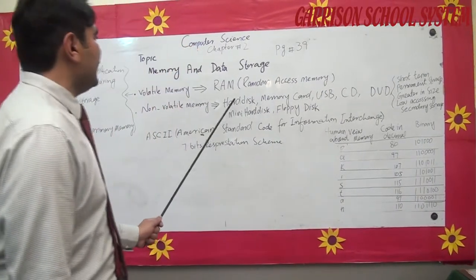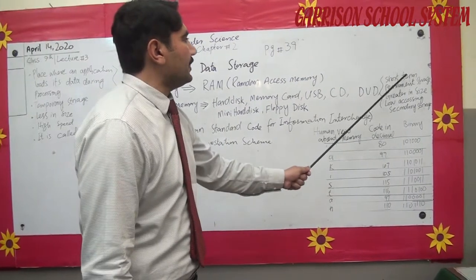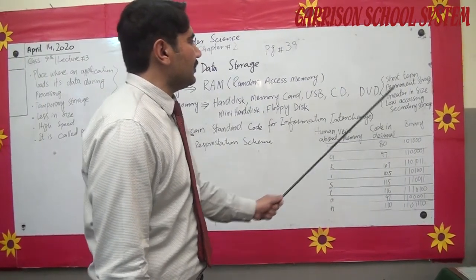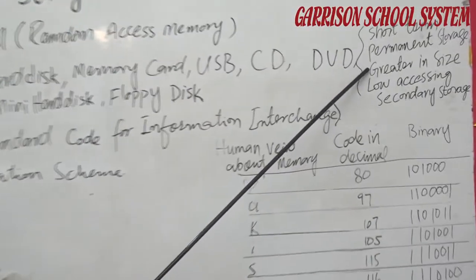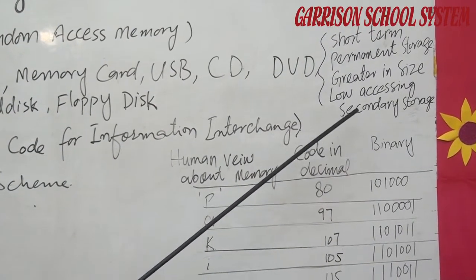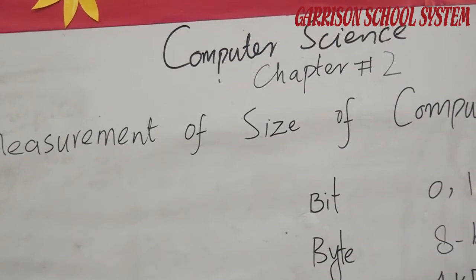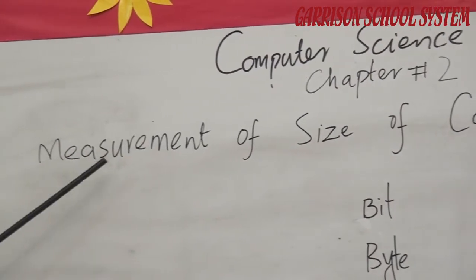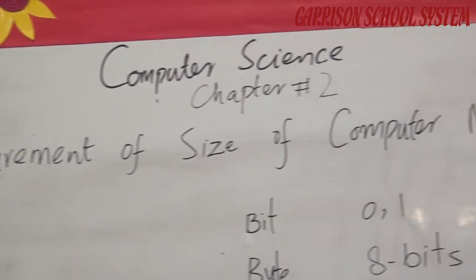Non-volatile memory means a permanent storage device, like hard disk. It stores permanent data and is greater in size. Its size is big compared to RAM. Its accessing speed is low and it is also called a secondary storage device. Okay students, now our next topic is measurement of the size of computer memory.